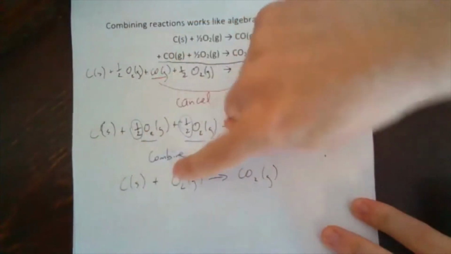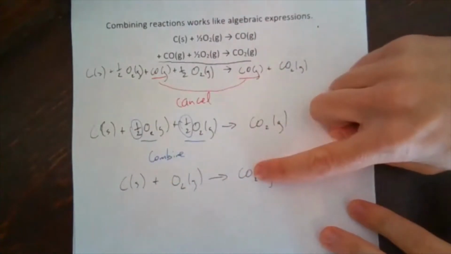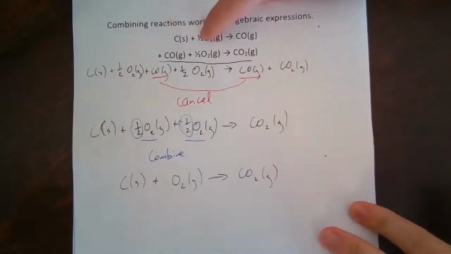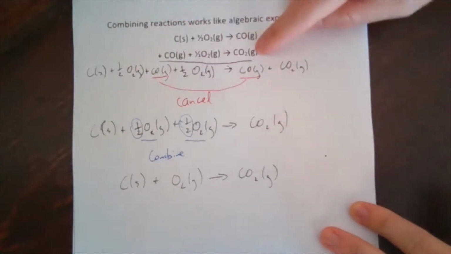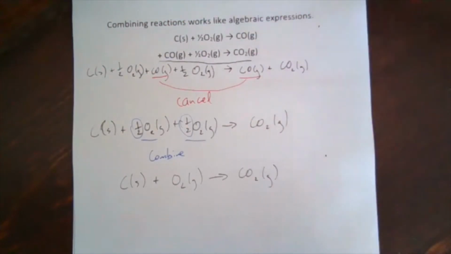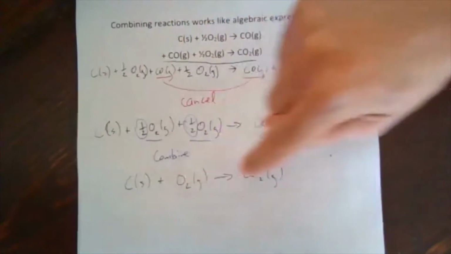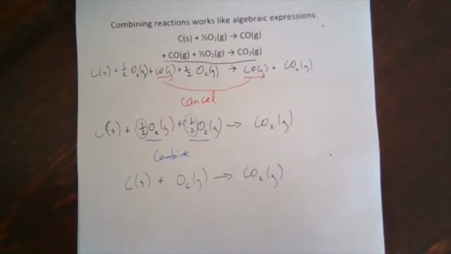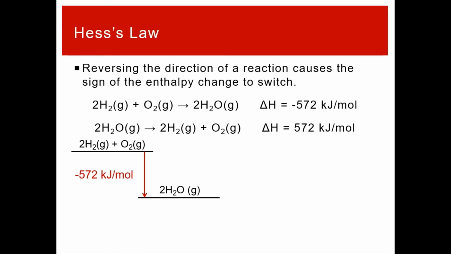You're turning carbon and oxygen into carbon dioxide. Here, you turn carbon and oxygen into carbon monoxide, and then you turn carbon monoxide into carbon dioxide. That's the same thing as just carbon and oxygen becoming carbon dioxide. There are other modifications we can do to just single reactions.